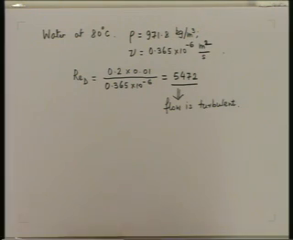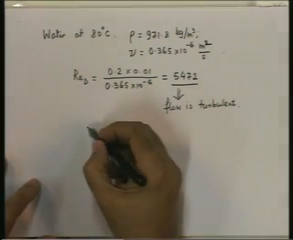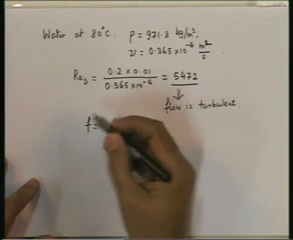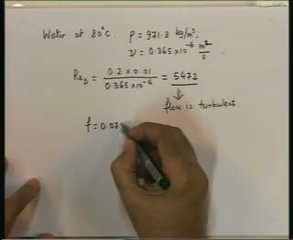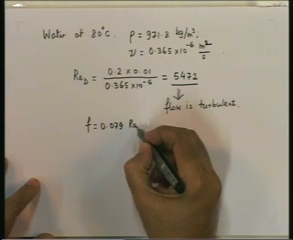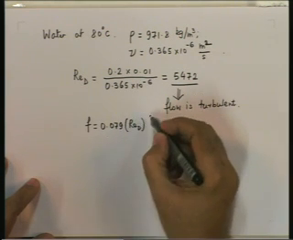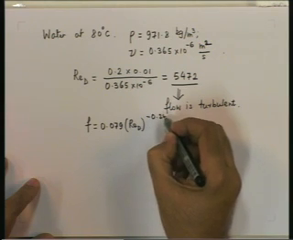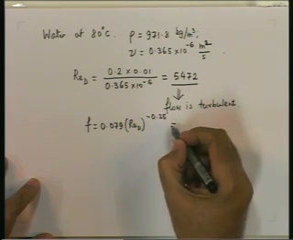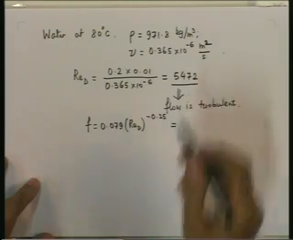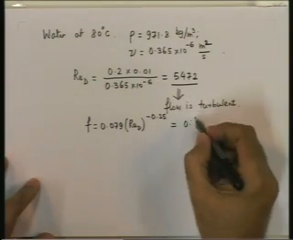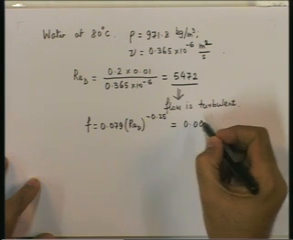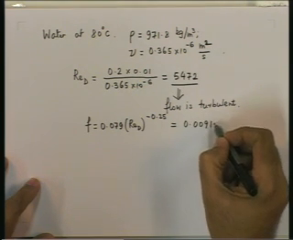And using that correlation, which is f equal to 0.079 Re_D raised to minus 0.25, substituting for this new value of Reynolds number, we will get our friction factor at 0.00918.